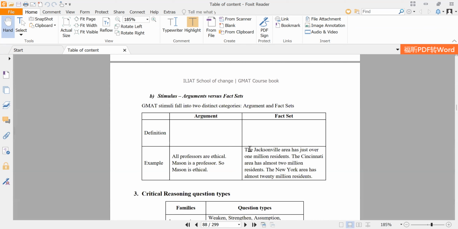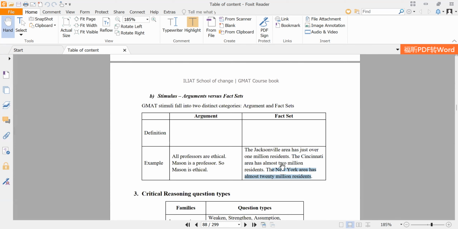So, for example, the Jacksonville area has just over 1 million residents. So this is a fact. We can really determine whether or not it has over 1 million residents. We can actually determine exactly how many residents there are in Jacksonville. So this is not something that's debatable. The Cincinnati area has almost 2 million residents. Same thing, also a fact, and we can absolutely determine whether it's true or not. The New York area has almost 20 million residents. Same thing. This is a fact set. We can determine whether it's true or not.